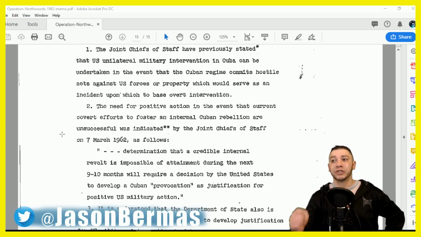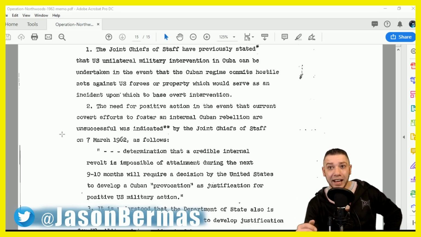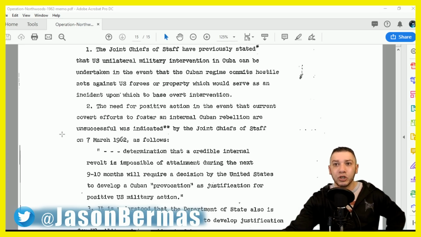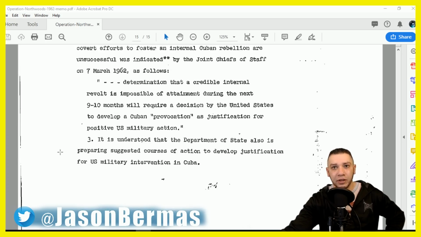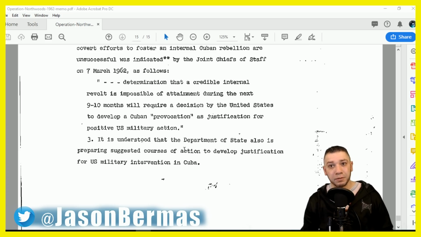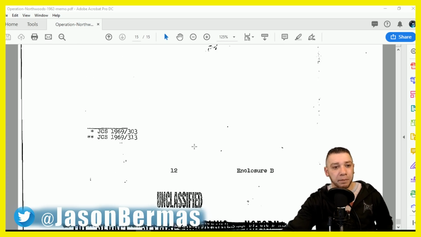We need overt intervention. The need for positive action in the event that current covert efforts to foster an internal Cuban rebellion are unsuccessful was indicated by the Joint Chiefs of Staff on the 7th of March of '62, as follows: Determination that a credible internal revolt is impossible of attainment during the next 9 to 10 months will require a decision by the United States to develop a Cuban provocation as a justification for positive U.S. military action. It is understood the Department of State also is preparing suggested courses. So again, Joint Chiefs of Staff, Department of State, to develop justification. They've got to develop it, guys.